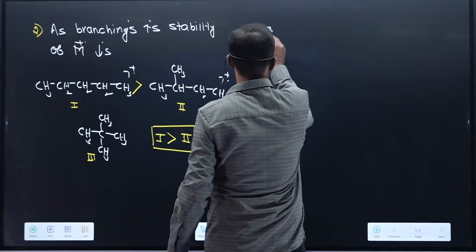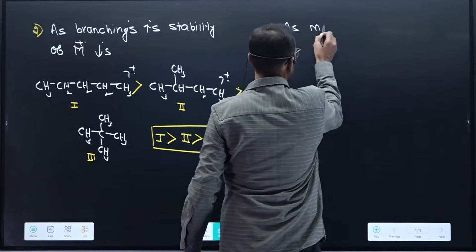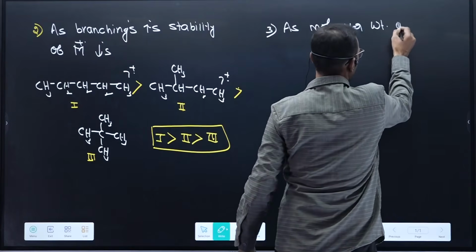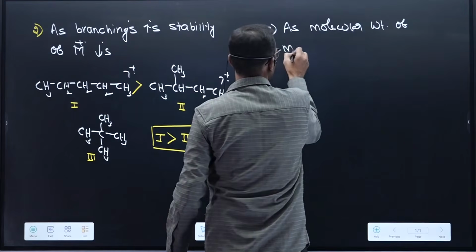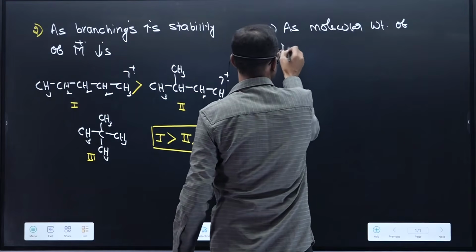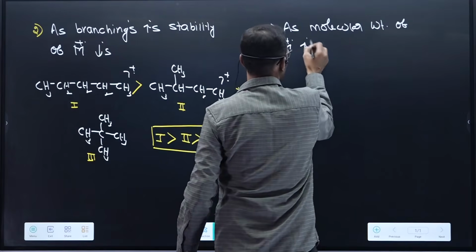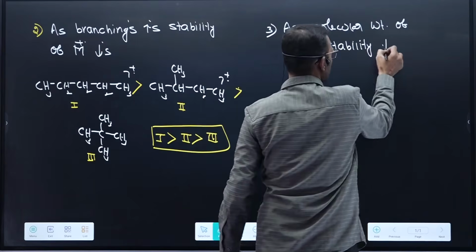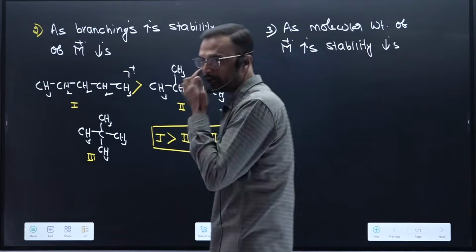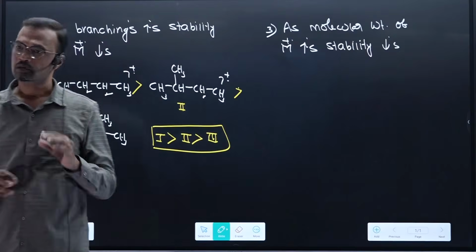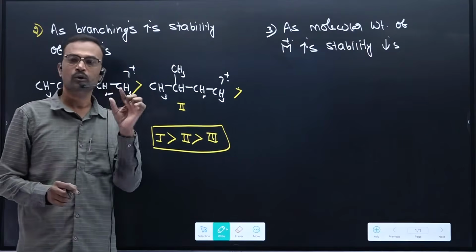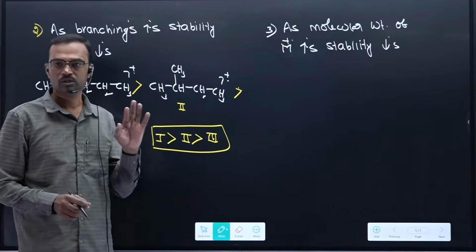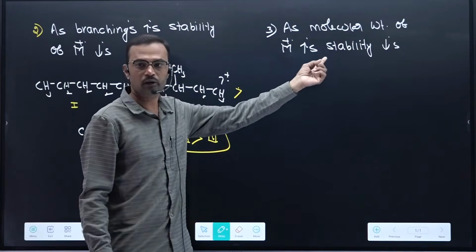Clear? Next, third point, C. As the molecular weight of the molecular ion increases, what happens to stability? Stability decreases. If any molecular ion has more molecular weight, sometimes in mass spectrometry that molecular ion peak will disappear. It is impossible to identify the molecular ion peak, because peak intensity depends upon stability or not.